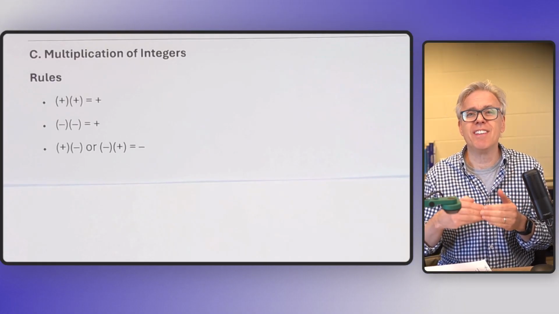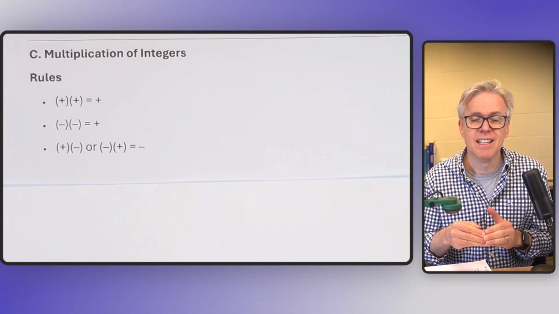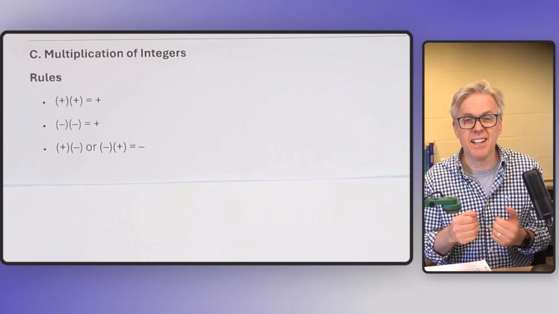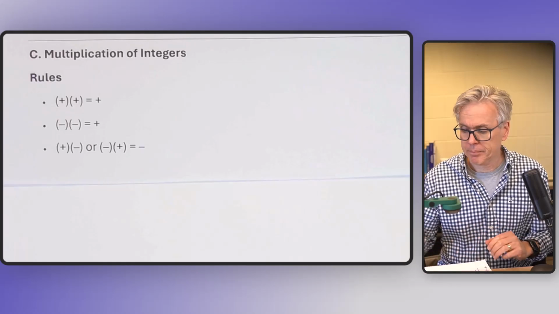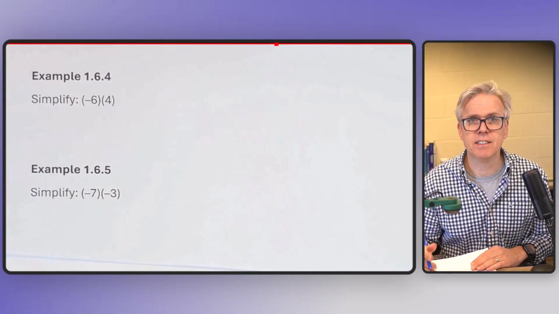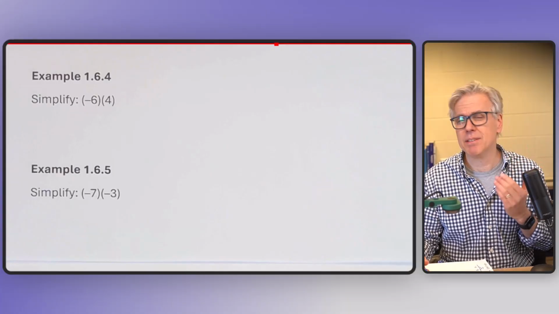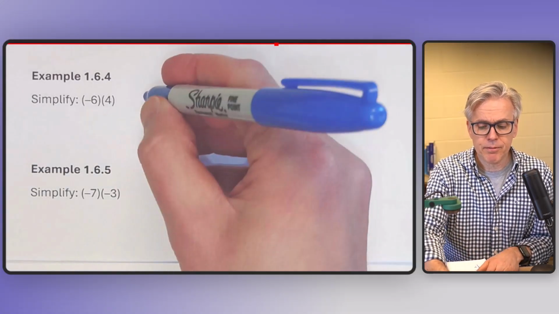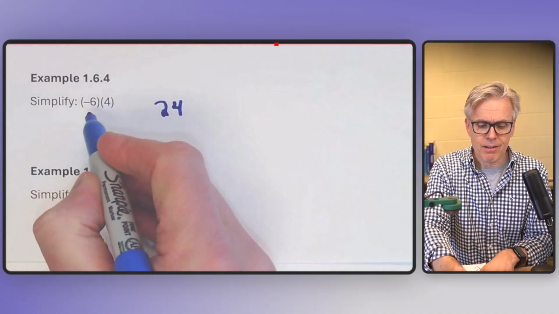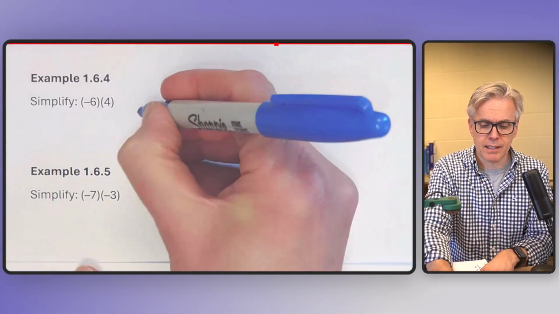So in general, if you have an even number of negatives, it's going to be positive. If you have an odd number of negatives being multiplied or divided, it's going to be negative. Let's see how this works with some examples. So -6 times 4. In my head, I'm just saying, what is 6 times 4? Well, 6 times 4 is 24. And I know I have a negative times a positive, so that's going to be a negative.